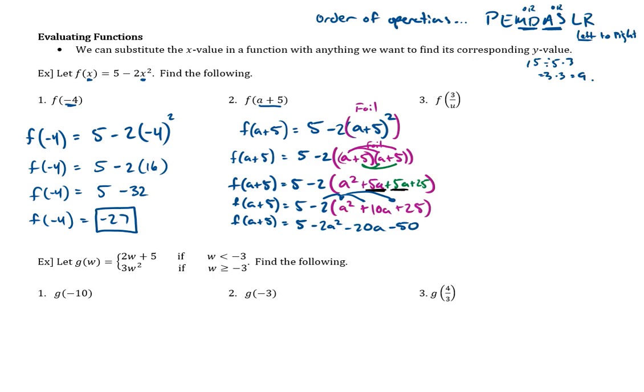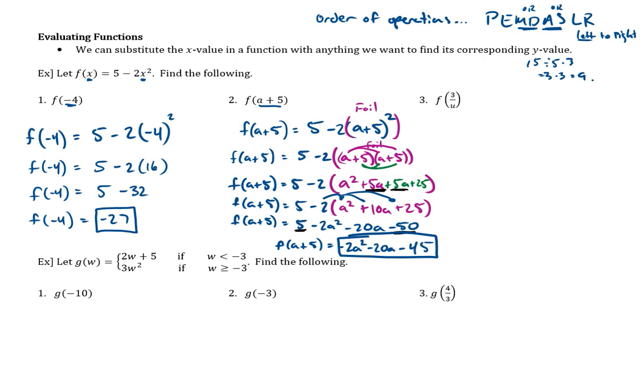Okay, and then now one last step. We can combine our 5 and minus 50, and I'm going to put that last when we rewrite it. So I'm going to write it as f of a plus 5 is negative 2a squared minus 20a minus 45. And there's our final answer.